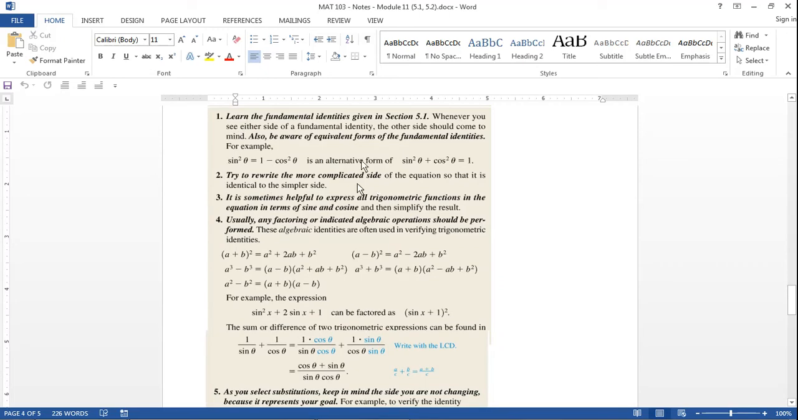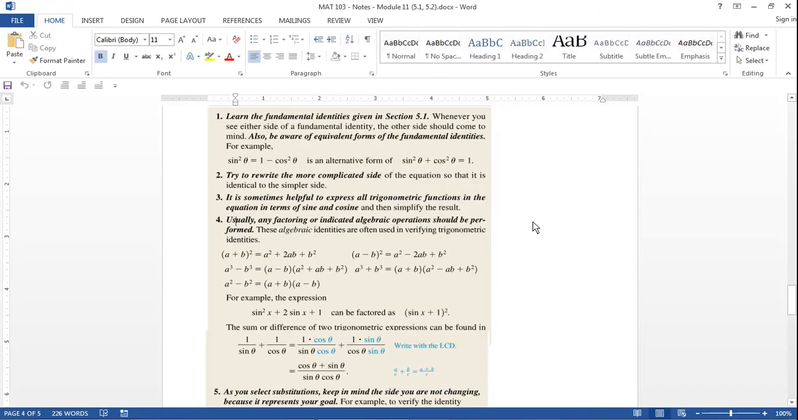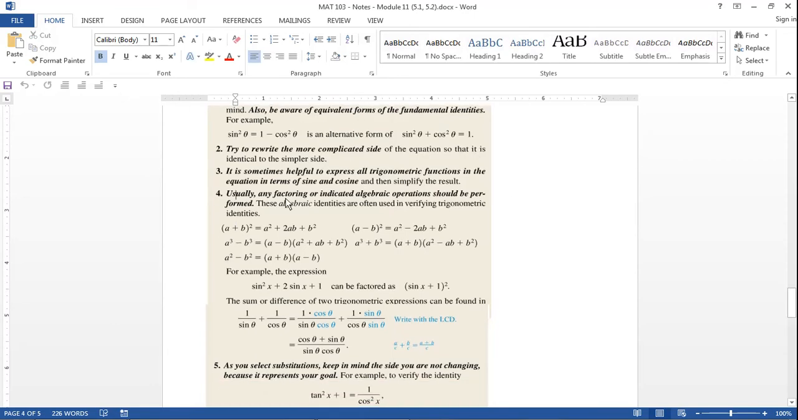Tip 2, try to rewrite the more complicated side. In general, it's easier to take a complicated expression and simplify it than it is to take a simple expression and try to make it more complicated. It may seem obvious, but you want to work with the complicated side and make it look simpler rather than the other way around. My favorite rule, tip 3: rewrite everything in terms of sine and cosine if you get stuck.